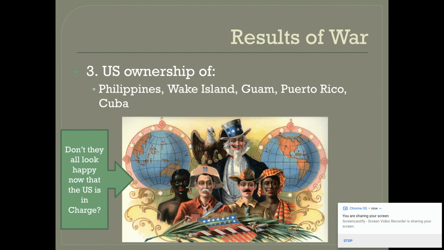Third result was U.S. ownership of the Philippines. We get Wake Island, which will play a major role in World War II. Guam also plays another major role during World War II. Puerto Rico, which is still a U.S. territory today, and Cuba. So all of those places become under the control of the United States.